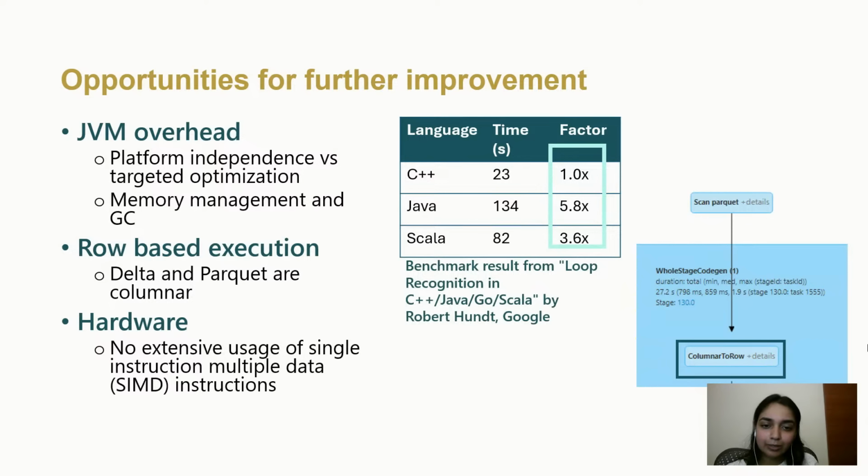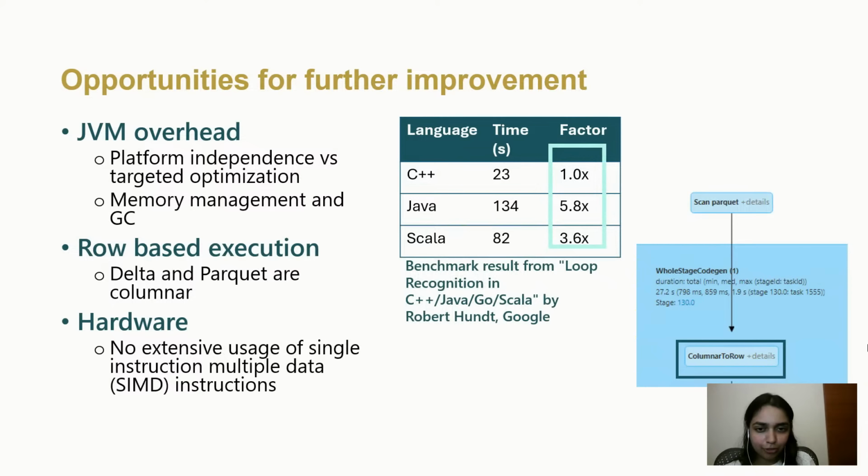What he did was come up with a very well-specified benchmark that did not use language-specific features or optimizations that would put one language ahead of another. With this benchmark that didn't take advantage of anything specific to a language, he found that C++ was the fastest language out there. If you look at the performance of Java and Scala as a factor of the execution time in C++, C++ is 1x, Java is 5.8x slower, and Scala is 3.6x slower.